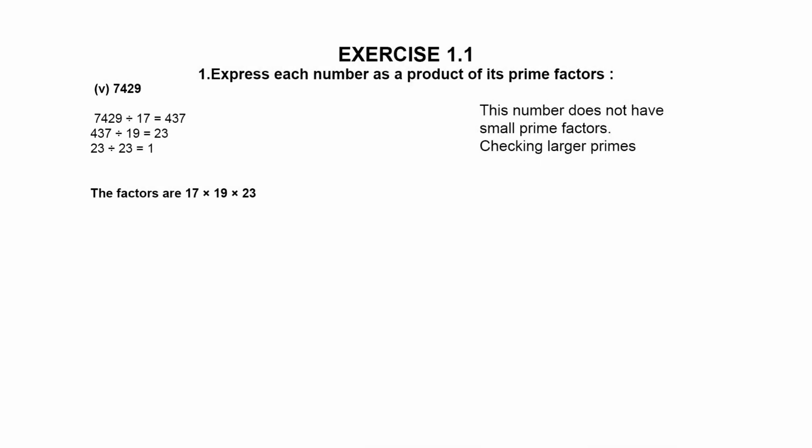Problem 5. For 7429. This number does not have small prime factors. Testing larger primes. 7429 divided by 17 equals 437. 437 divided by 19 equals 23. 23 divided by 23 equals 1. The factors are 17 into 19 into 23.